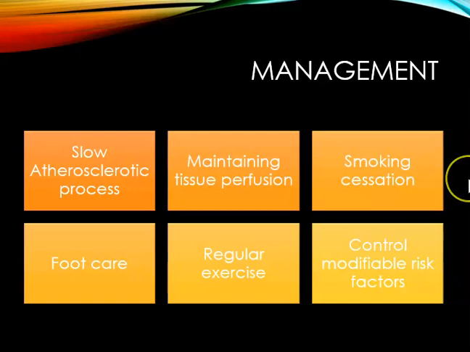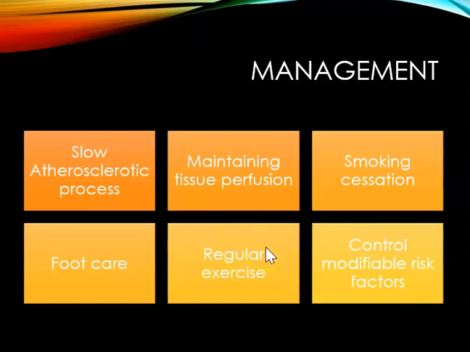Management with these patients focuses on slowing the atherosclerotic process and maintaining tissue perfusion. So you want to maintain that limb. Smoking cessation is really going to be essential with that. A lot of these patients do smoke, so you want to help encourage them to quit smoking, and that will help to save that limb. Smoking not only promotes atherosclerosis, but it can cause vasospasms as well, and this further decreases blood flow to the extremities. Foot care, educate your patients on proper foot care.